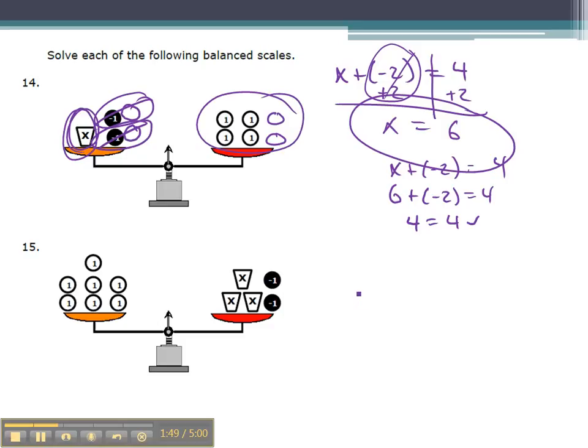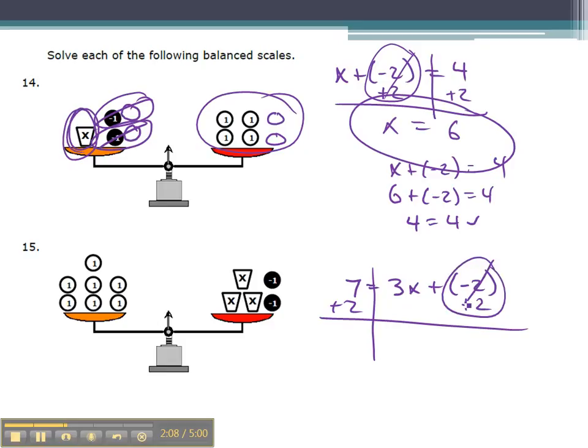Okay, number 15, on the left side of the equation we have 7 chips, so 7 equals, and then on the right side we have 3 x's plus 2 negatives, plus a negative 2. I want to isolate x, so I need to get rid of that negative 2 first with the positive 2. That's 0, so we have 9 equals 3x, and then I undo this multiplication with division by 3 to get x equals 3.